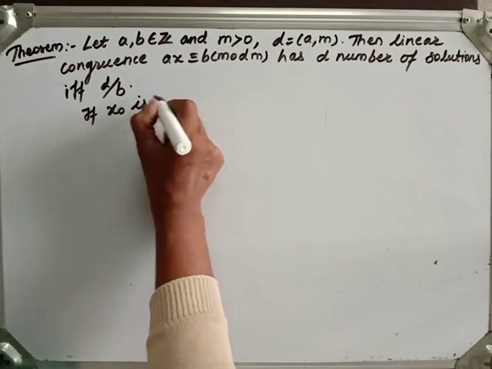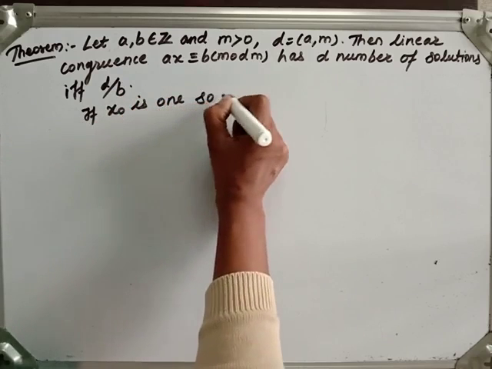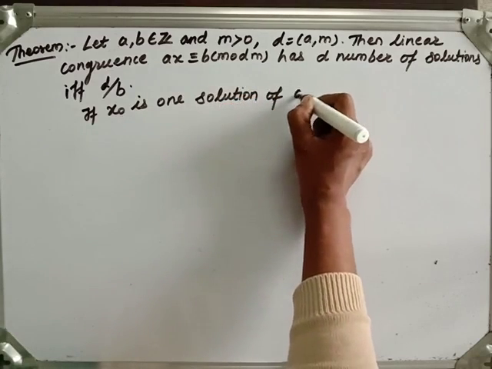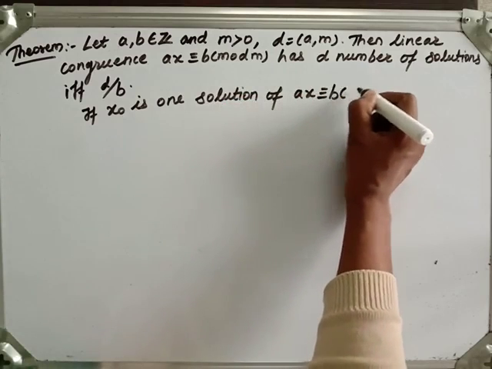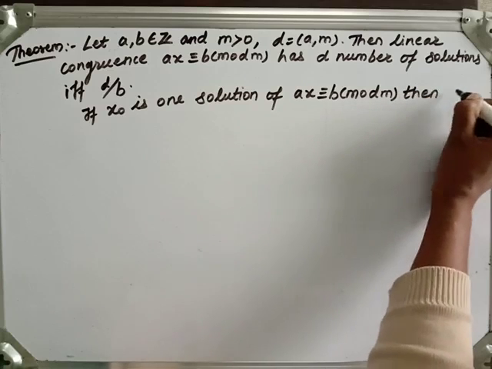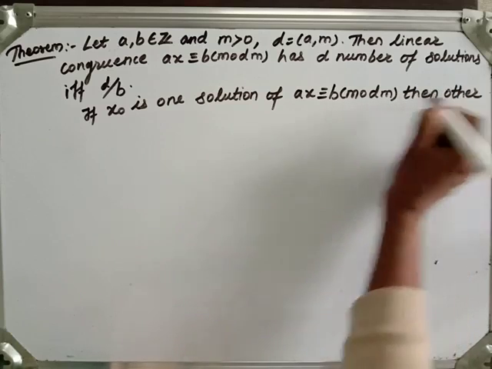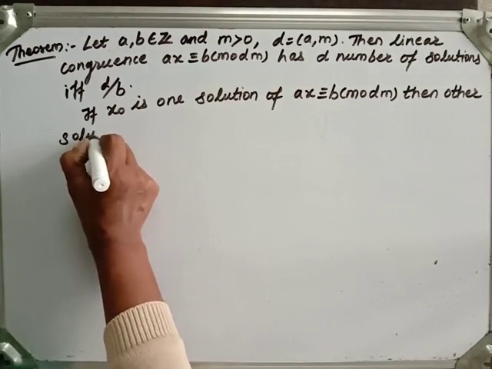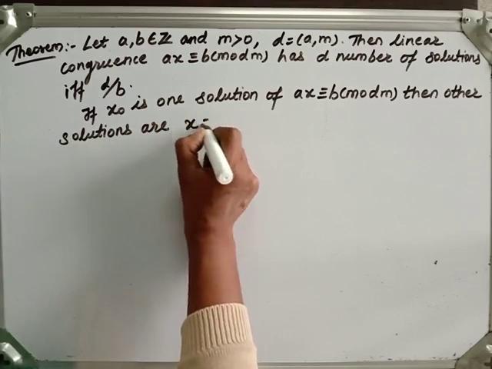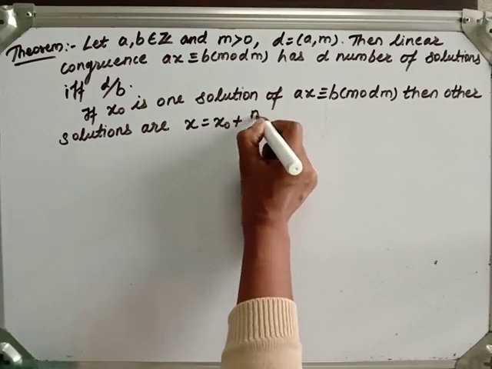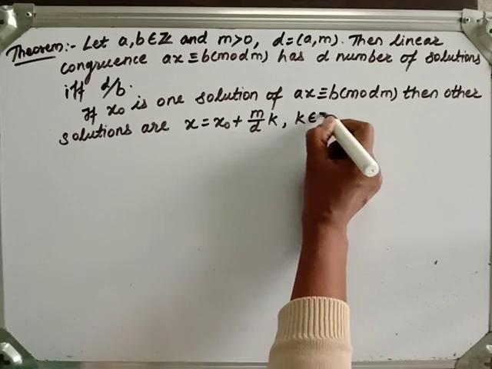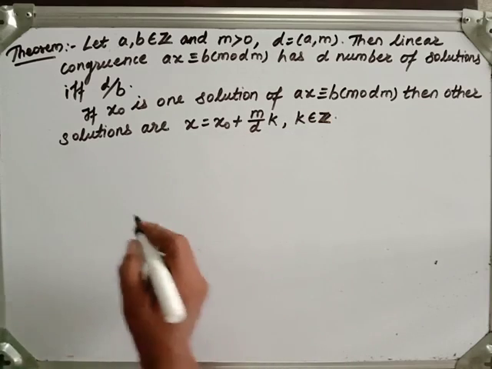If x naught is one solution of ax congruent to b modulo m, then the other solutions are x equal to x naught plus m upon d times k, where k is any integer. Now let's prove this.